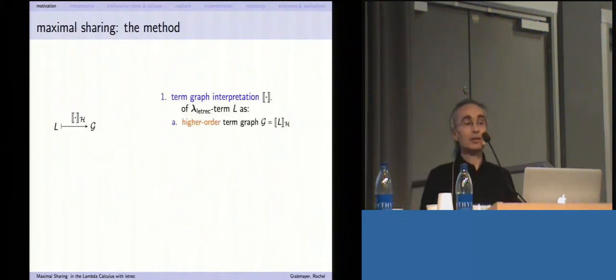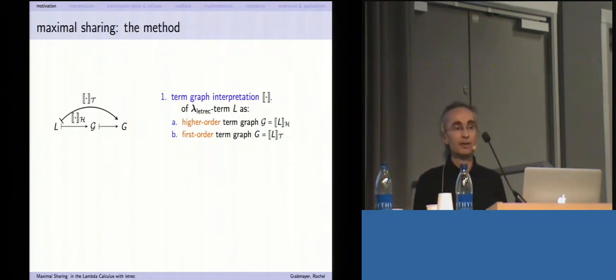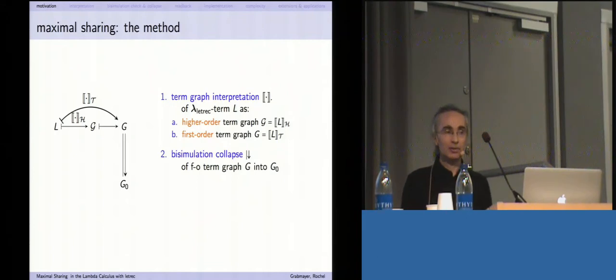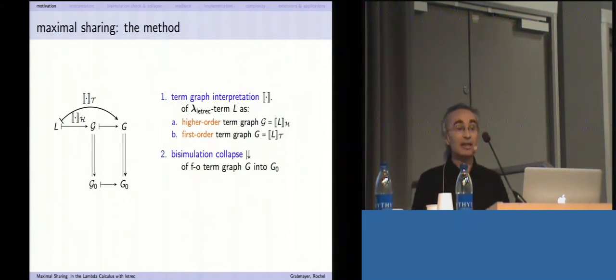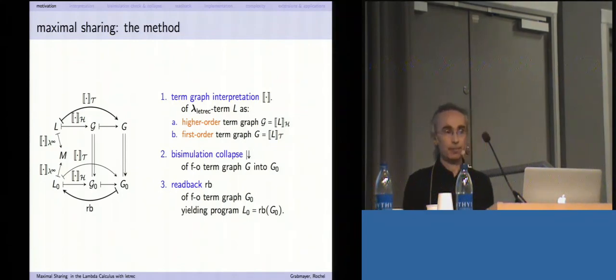The method actually consists of two steps in the interpretation. The first step is one that produces a higher order term graph. In the next step, from the higher order term graph a first order term graph is obtained. This together forms our term graph interpretation. The second step, bisimulation collapse, we've already seen. It leads to a bisimulation collapse also on the higher order object. The readback takes the compactified term graph and makes out of it the compactified Lambda letrec expression with the properties as seen. This is our maximal sharing method.